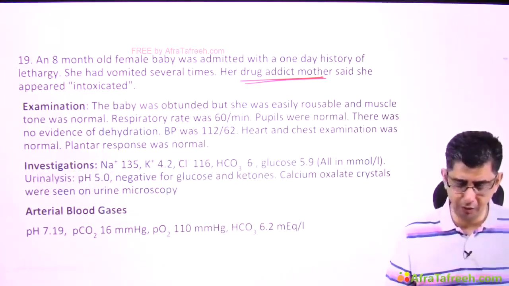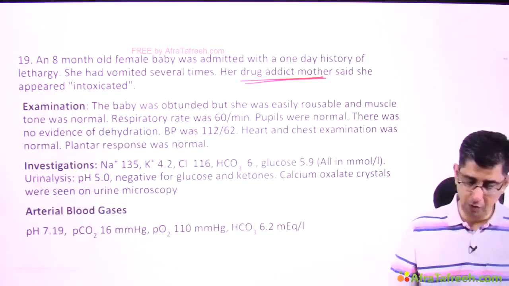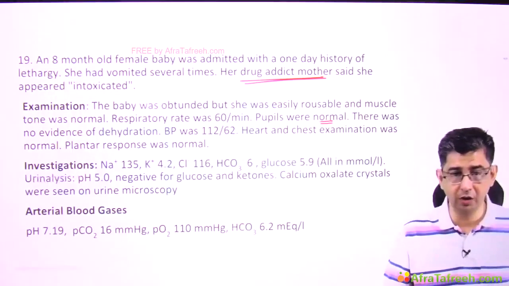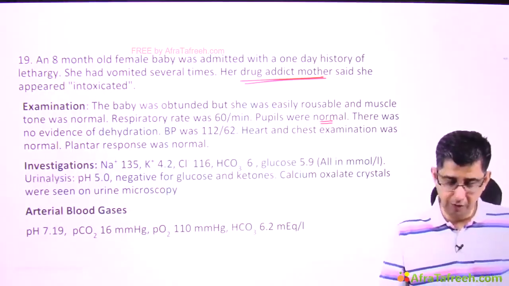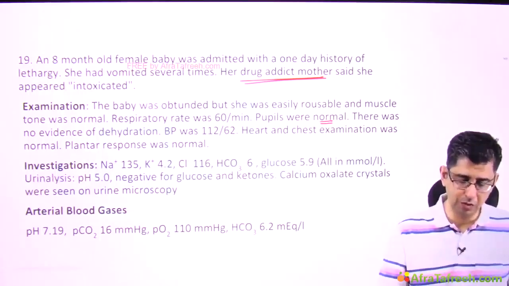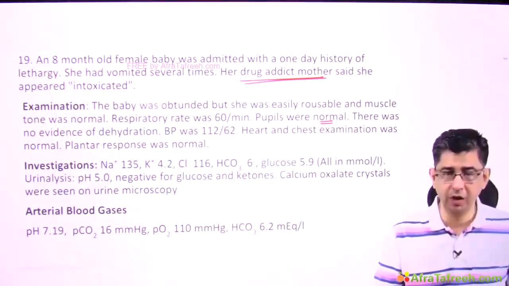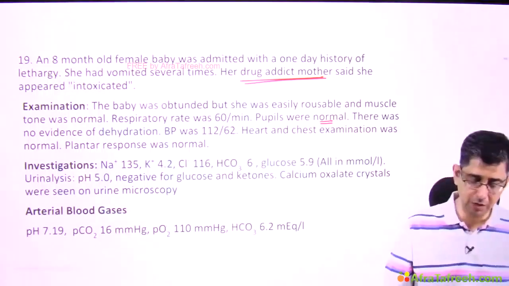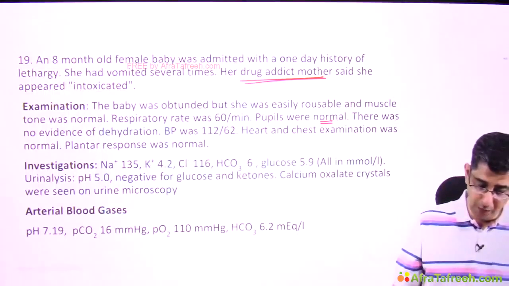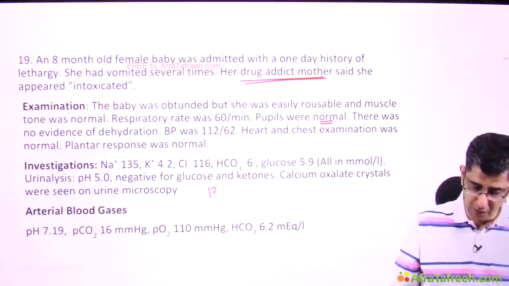So I would think it to be in the 40s. Pupils are normal, so there are no opioids that we are talking about. There is no evidence of dehydration, that's good. Blood pressure is fine. Heart and chest examination is normal. Plantars are normal. So the good news is that the baby is having only tachypnea. Though pupils are normal, that means at least the CNS part is not depressed in this child. Sodium is 135, chloride is 116, bicarbonate is 6.